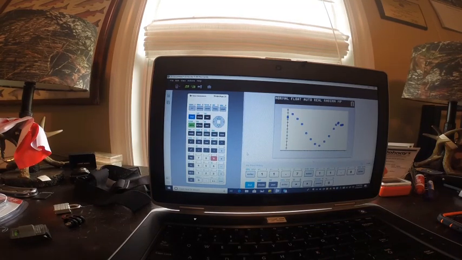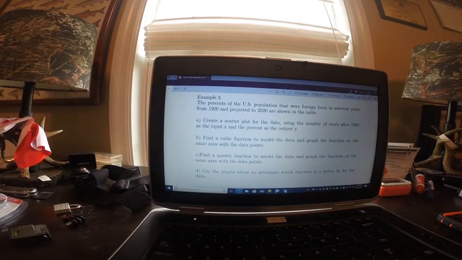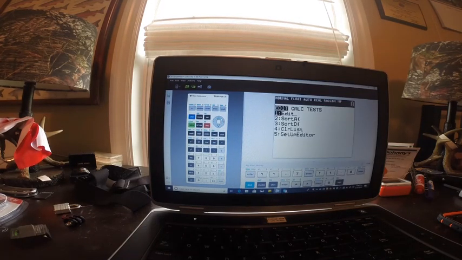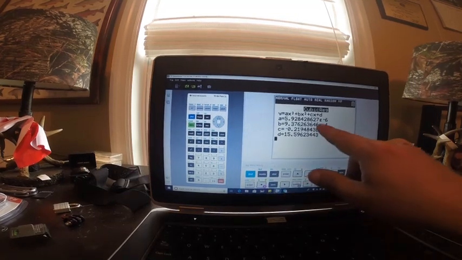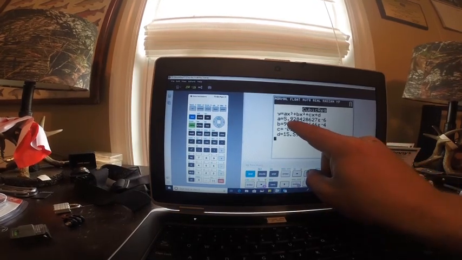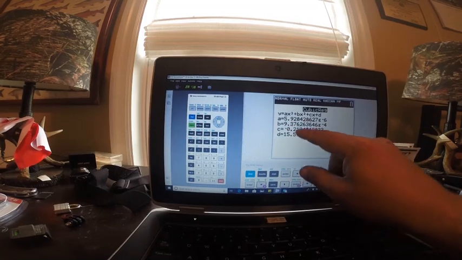Okay. Now, B says find a cubic model or a function to model the data and graph the function on the same axes with the given data points. So if I pull it up, I can go stat, calculate, cubic regression. I'm going to store it in Y1. I've already cleared out my Y equals list. If you need to go back and do that, you can. Otherwise, it'll just override it. It won't be a problem either way. So, vars, Y vars. I'm going to store mine in Y1 and calculate. And it gives you the function there. So, if you needed to write this particular function down, you would have to move the decimal 6 places to the left for your A, 4 places to the left for your B, and just plug them all in.